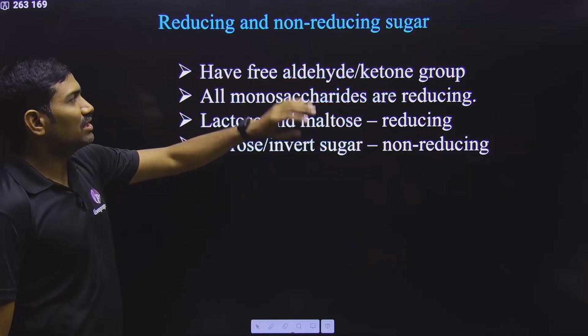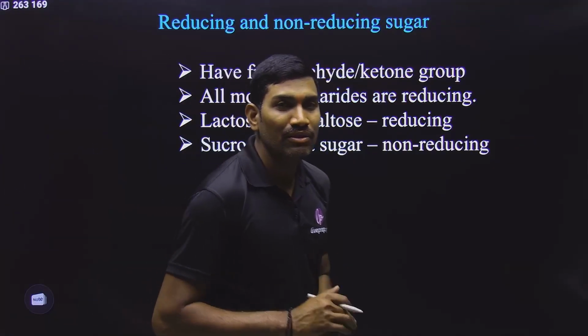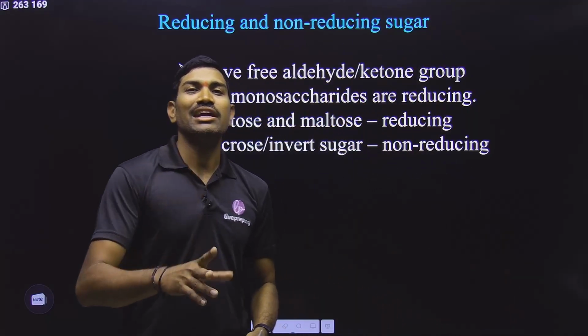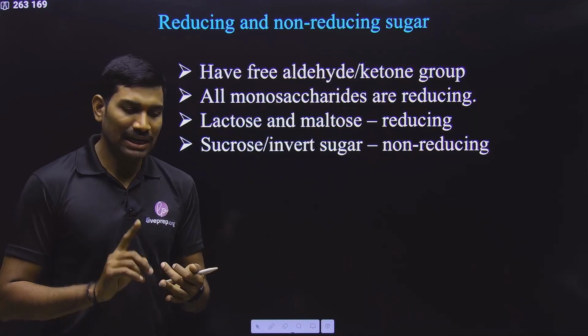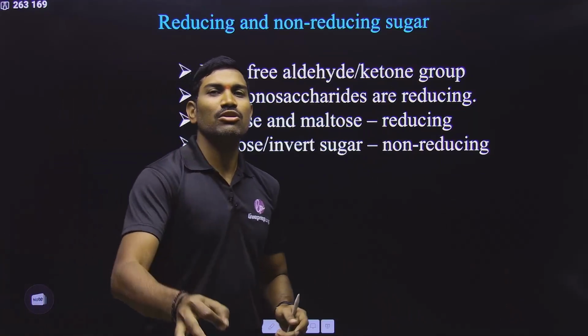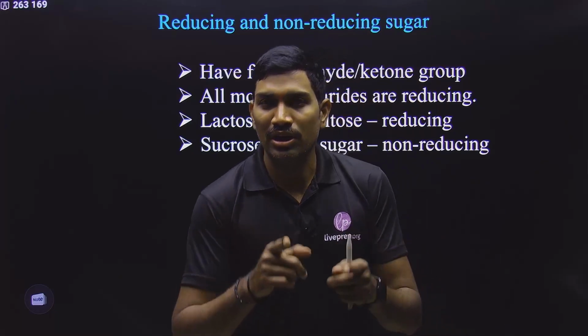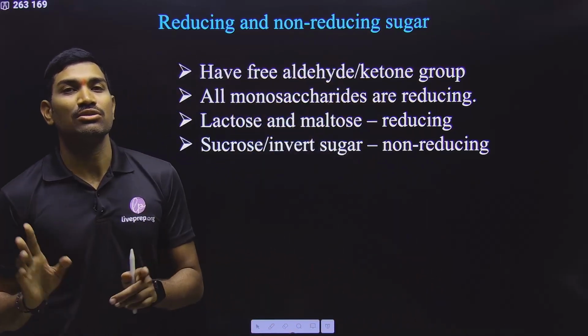Then what is reducing and what is non-reducing, and how we will determine this. Please remember, if a sugar is having free carbonyl group, either aldehyde group free or ketone group free, a free carbonyl group is present, that is reducing sugar. If a free carbonyl group is not present, that is non-reducing sugar.